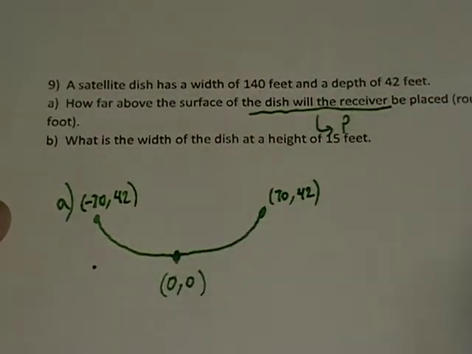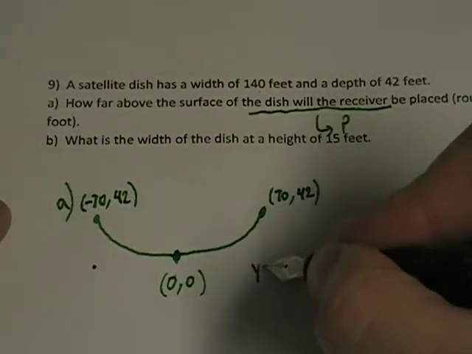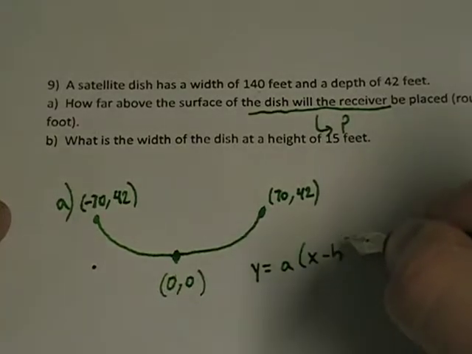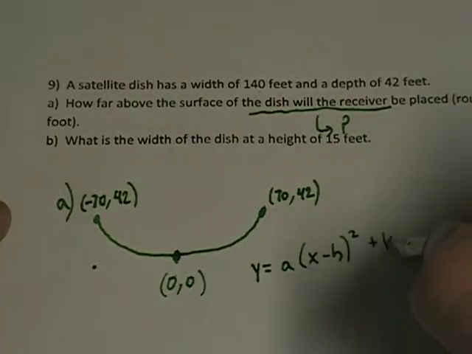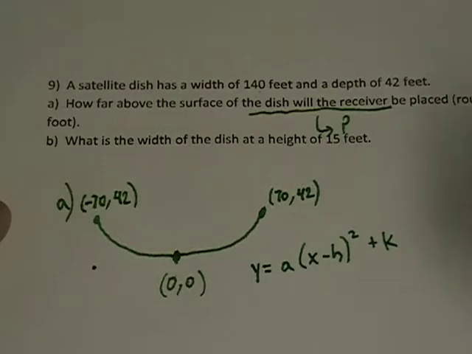So there I've got these points. Okay? So then I'm going to write an equation. Generic equation for a vertical parabola is a(x minus h) squared plus k. And notice I decided to put the vertex at 0, 0. Why? Because I'm lazy and it's easy.